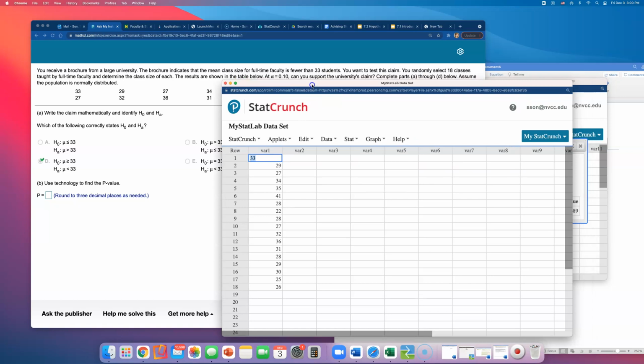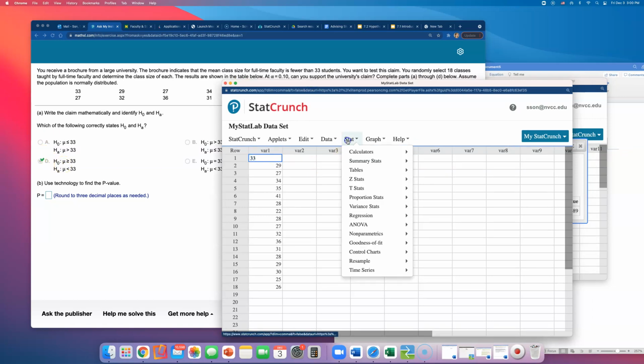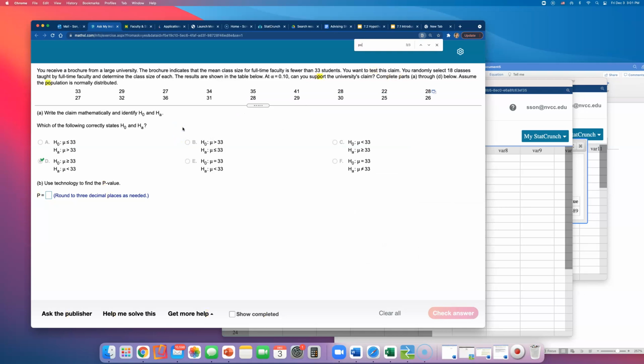So those popped up right here. And then, let's see. We're testing a claim about a mean, okay? For those cases, it's either Z or T. Now, we have to determine which one it is. That depends on whether we have the population standard deviation. I'm going to search for it. Population standard deviation, no, they didn't give it to us. They never gave us the population standard deviation.